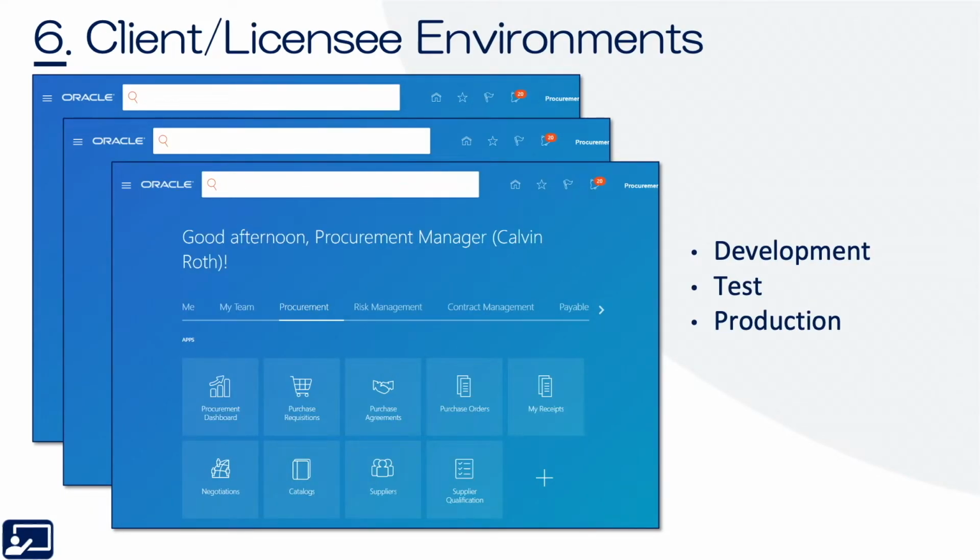Sixth topic, client environments, or LC or licensee environments. Most clients get a production and a test environment. Larger clients with more complex deliveries may get more. This is negotiated based on need, usually at the time that they're trying to license the software.